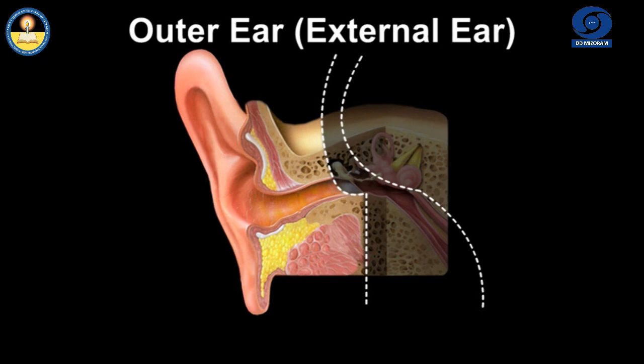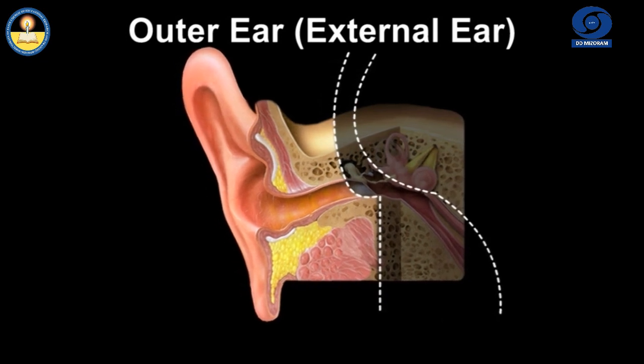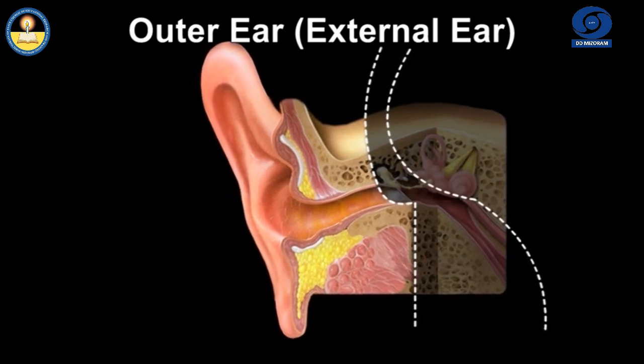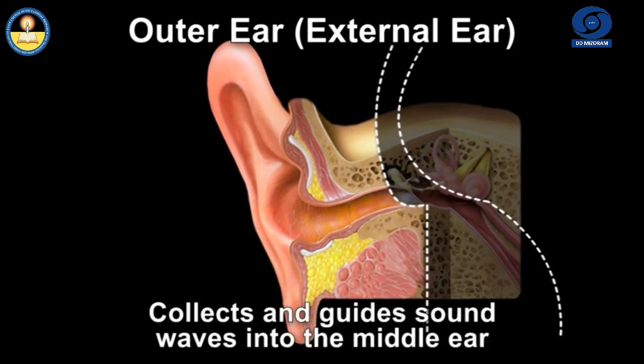Outer ear. The outer ear or external ear is a visible portion of the ear. It collects and guides sound waves into the middle ear.